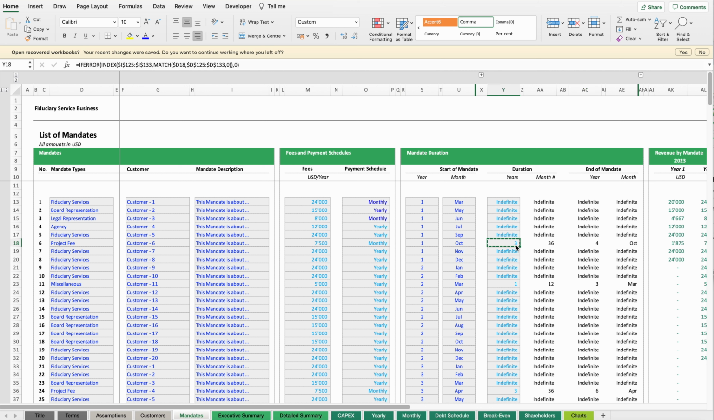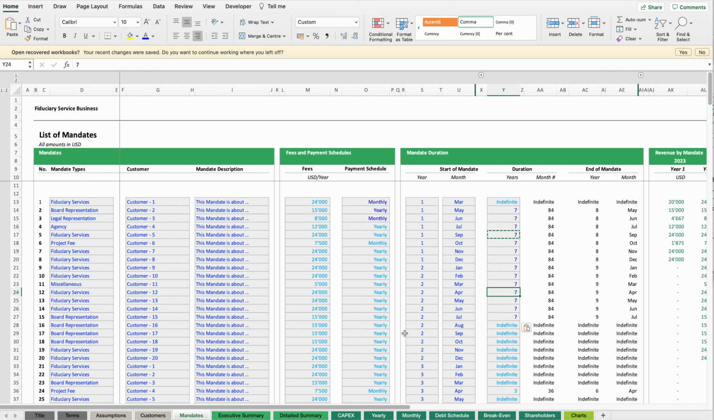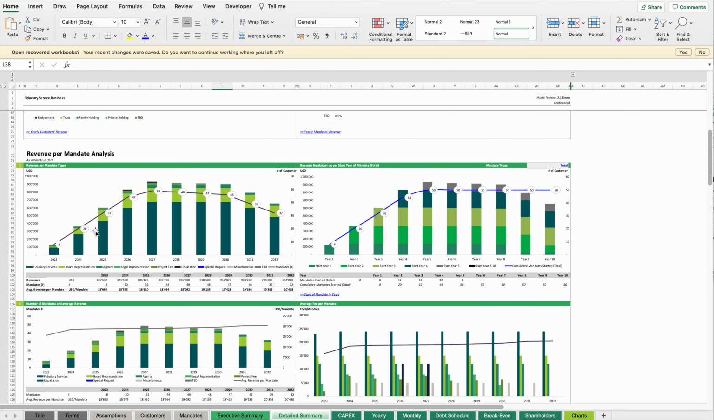This is especially a problem if we know that certain things are going to change in the market. For instance, by year 7, we can expect a lot of these mandates are going to expire. If that's the case, then our business plan would look something like this. If we have a build-up in mandates, at one point we could also run into a decline of mandates.